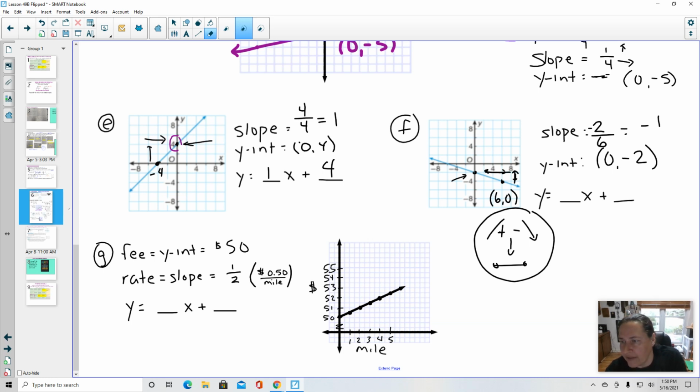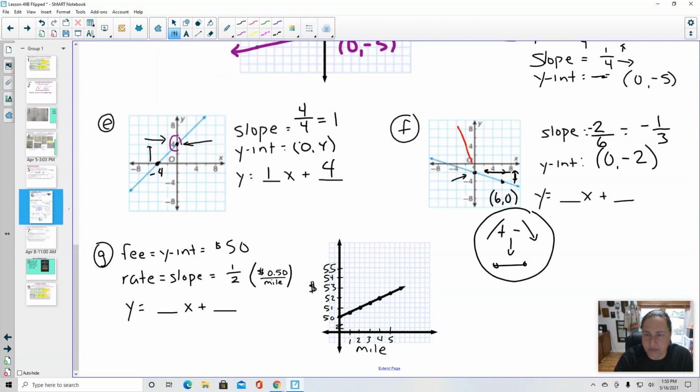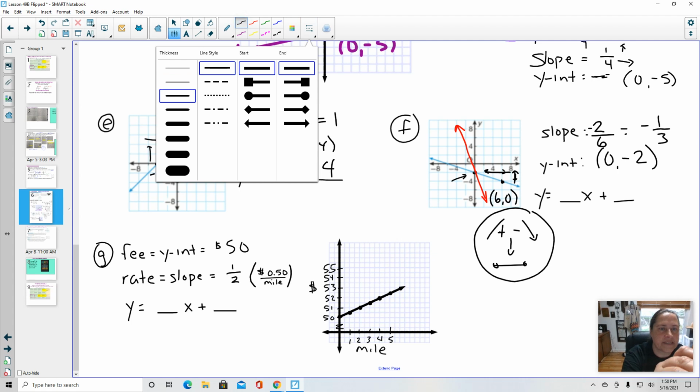So here's how I caught that. I looked at that and I know that 1/3 is a pretty gradual slope versus 3 is a really steep slope, right? So had I been going 3, let me do this in red. A negative 3 slope would have looked something more like this. So I was able to look back and catch that. So let's go ahead and write our slope intercept form. Sorry for that mistake. Please make sure that you fix that.